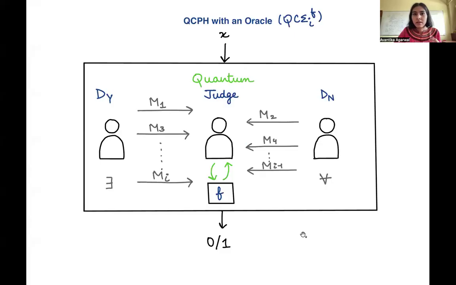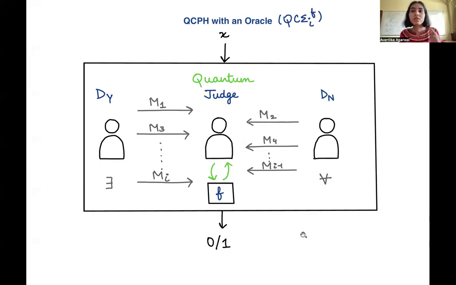So this brings me, again, just to make sure we're all on the same page, what does QCPH with an oracle look like? So now we have a quantum judge and these two debaters DY and DN. And this time, this quantum judge has oracle access to the function f. So what does that mean? So during its computation, the quantum judge can make queries to this function f.